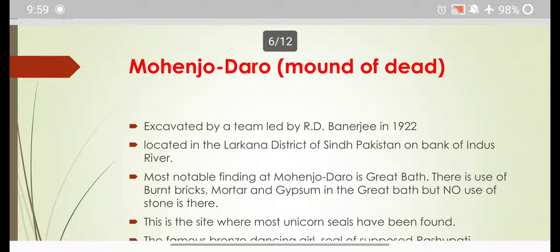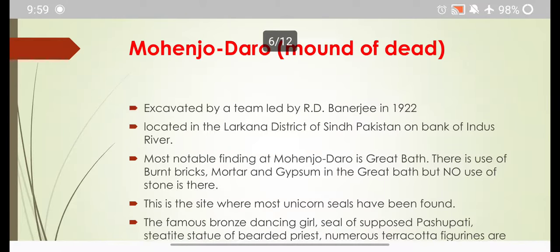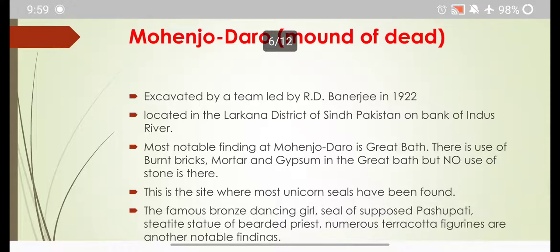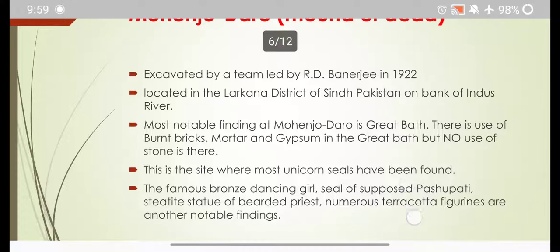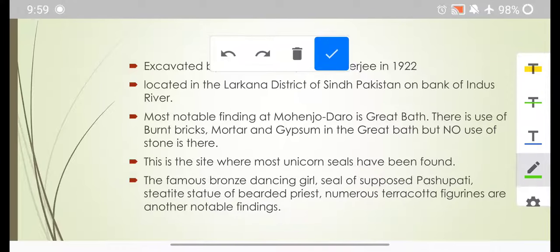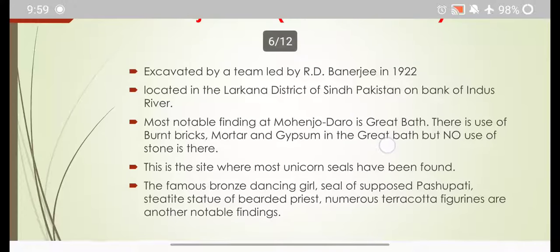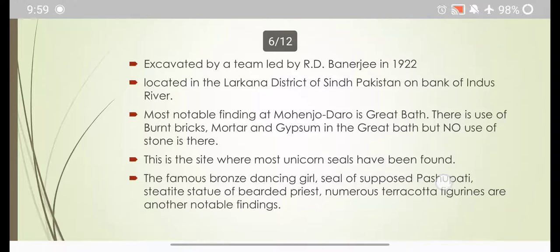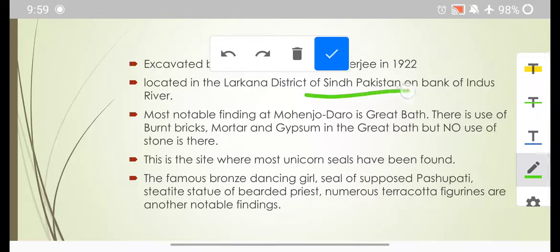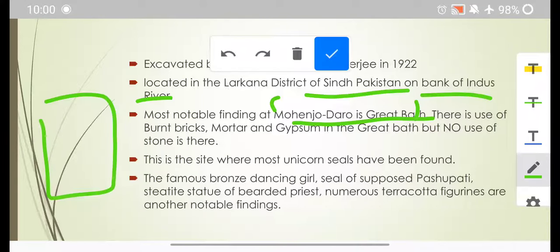Next is Mohenjo-daro. Mohenjo-daro means mound of the dead. So this was excavated by R.D. Banerjee in 1922. This is located in the Larkana district of Sindh, Pakistan, on the bank of Indus River. And then in this Mohenjo-daro, the most important thing which we discover is the Great Bath. In this Great Bath, they used burnt bricks, mortar and gypsum.